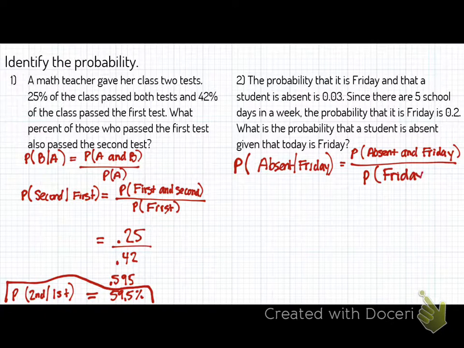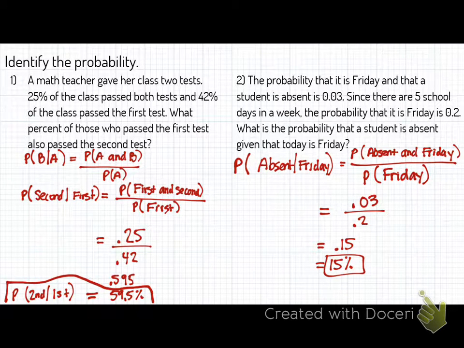So then we start inputting our numbers in. The problem says that, hey, you have a 3% chance that you're going to be absent and it's Friday. And today is Friday, so there's a 0.2 chance that it's Friday, okay? So we divide, and when you do that, your answer is going to be 15%. So the probability that someone is going to be absent, given that today is Friday, is going to be 15%. Does that make sense? Okay.